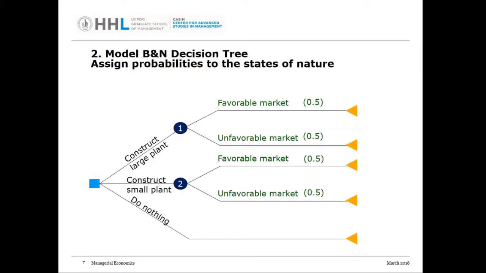Now, when we have the tree, we have to keep in mind that the events that we look at have to be mutually exclusive and collectively exhaustive. Mutually exclusive means if one happens, the other cannot. So we cannot have a situation that favorable market and unfavorable market are true or happen at the same time. And collectively exhaustive means this is all that can happen.